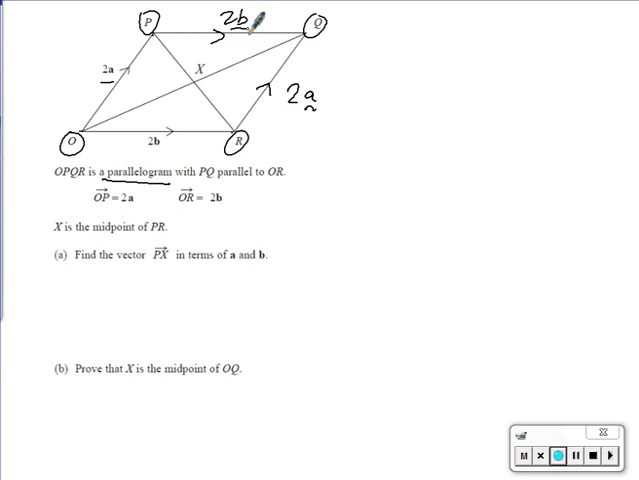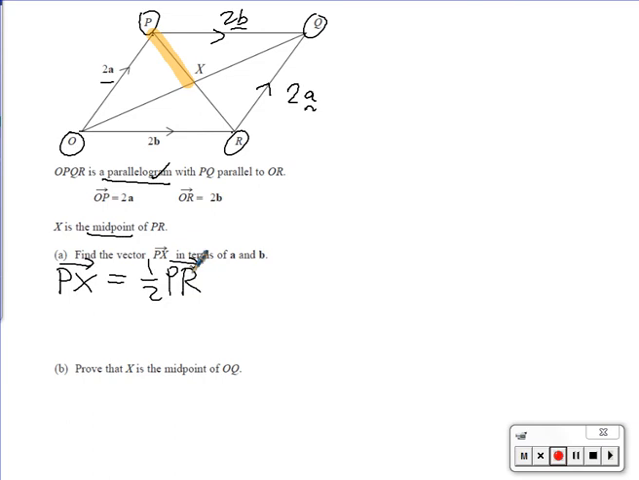It generally wants us to use all the information. We've used the parallelogram information, and we're probably going to have to use this midpoint information in a minute. So it says find the vector PX in terms of a and b. So PX, let's highlight it on our diagram, is in orange there from P to X. We know that X is the midpoint of PR. So it follows that PX is equal to half of PR, because it's halfway.